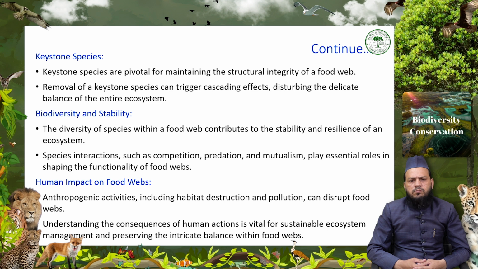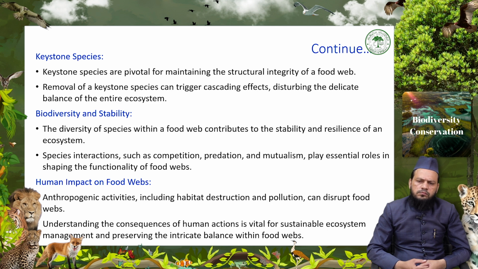Moving on to biodiversity and stability, the diversity of species within a food web is described as a key contributor to the overall stability and resilience of an ecosystem. The various interactions among species, from competition to predation and mutualism, intricately shape the functionality of food webs, showcasing the interconnected nature of life within the system.